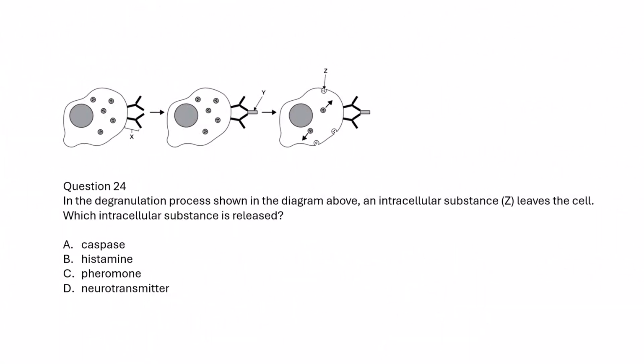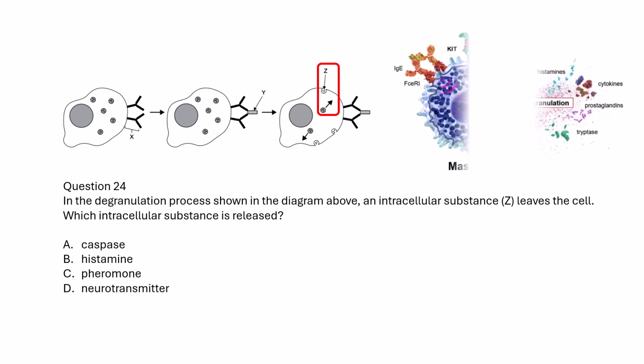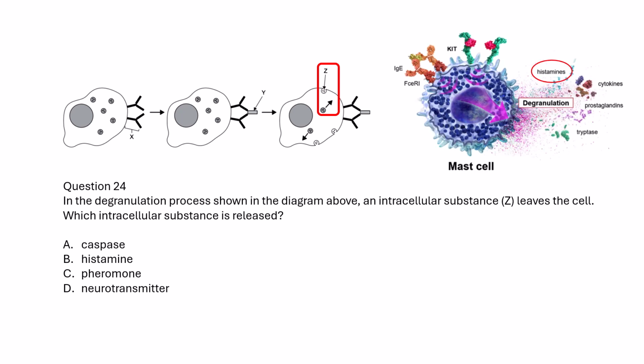An intracellular substance Z is secreted outside the mast cells. The mast cells secrete histamines, cytokines, prostaglandins, and tryptase, but not caspase, pheromone, and neurotransmitter.